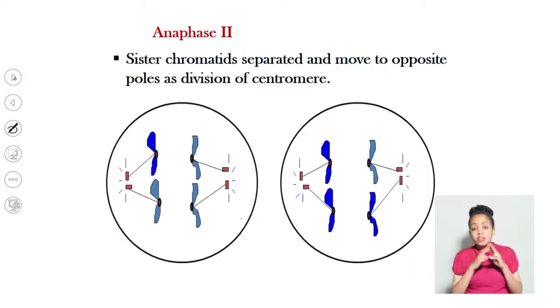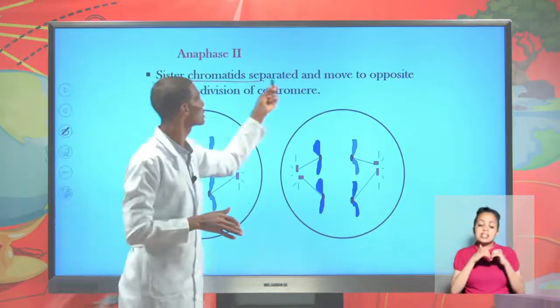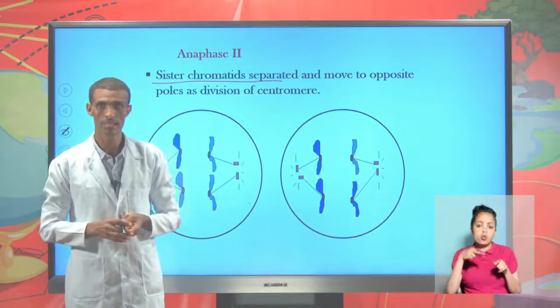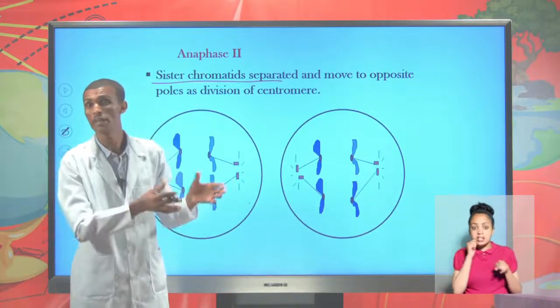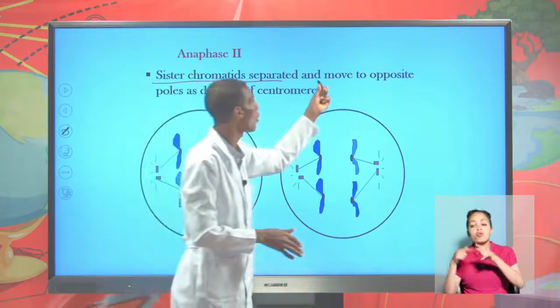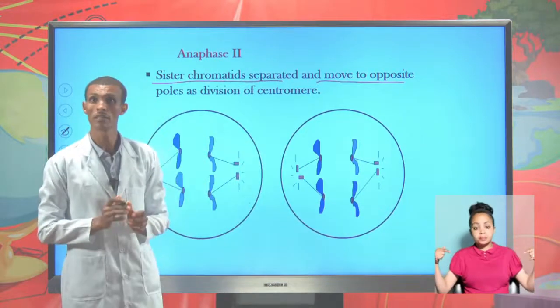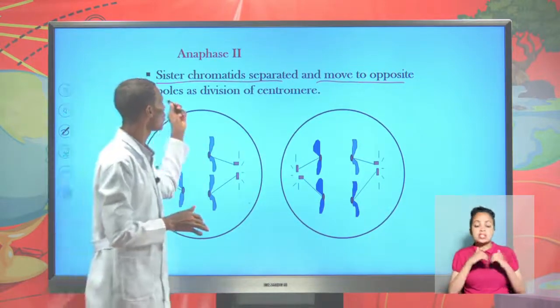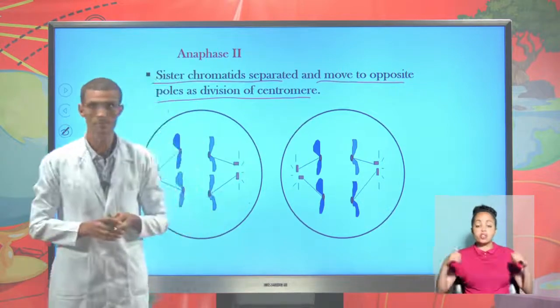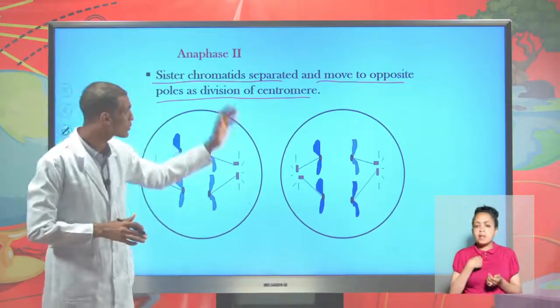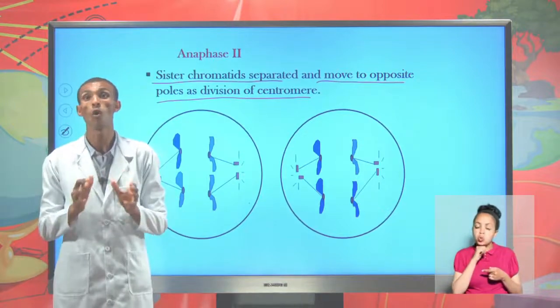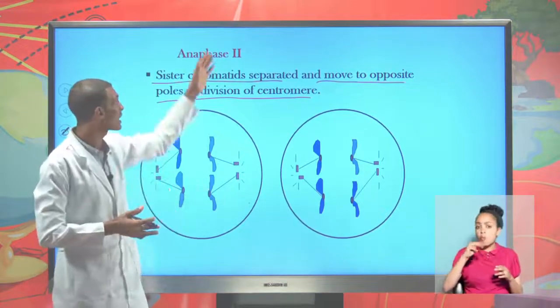Another very important and critical stage of meiosis II is anaphase II. During anaphase II, one thing you must understand is that there is a separation of sister chromatids, and the sister chromatids move to opposite poles. Here there is a separation or division of the centromere. We will no longer speak about homologous chromosomes after anaphase II.